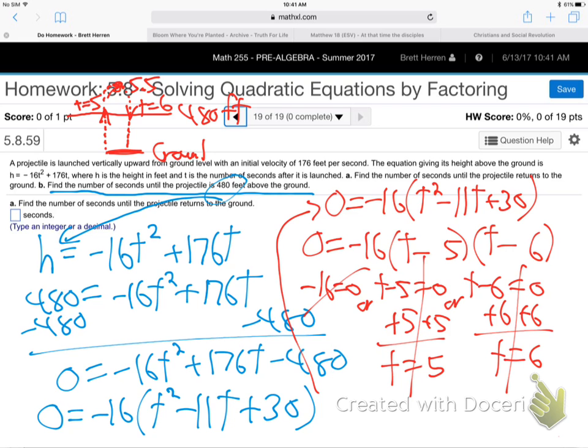The answer to the second part of the question is 5 and 6. So you put both numbers, both numbers with a comma. So the answer to part B is 5, 6.